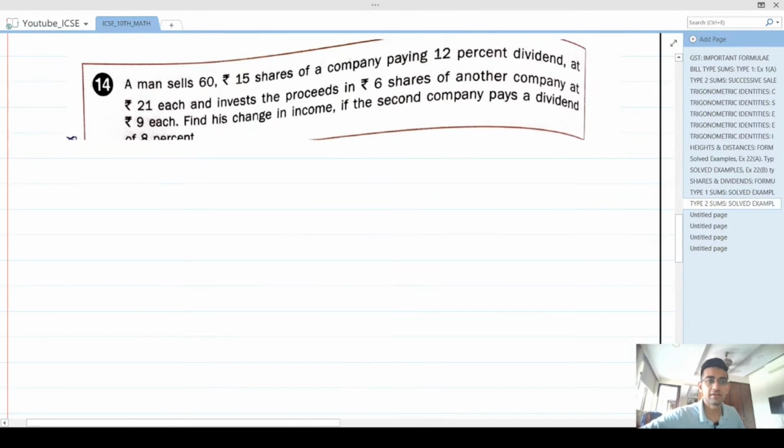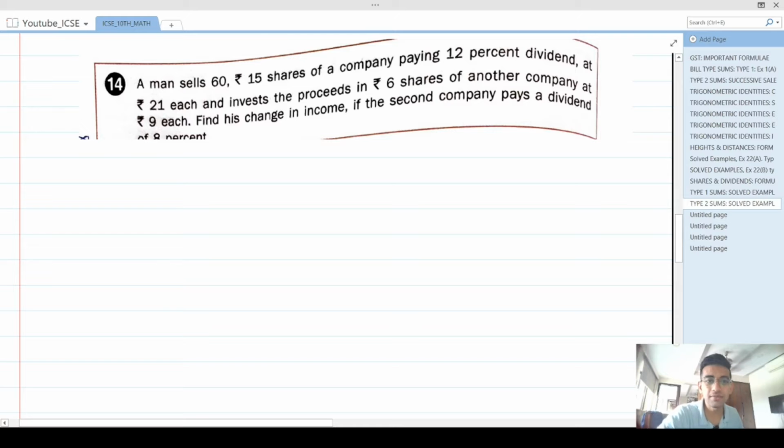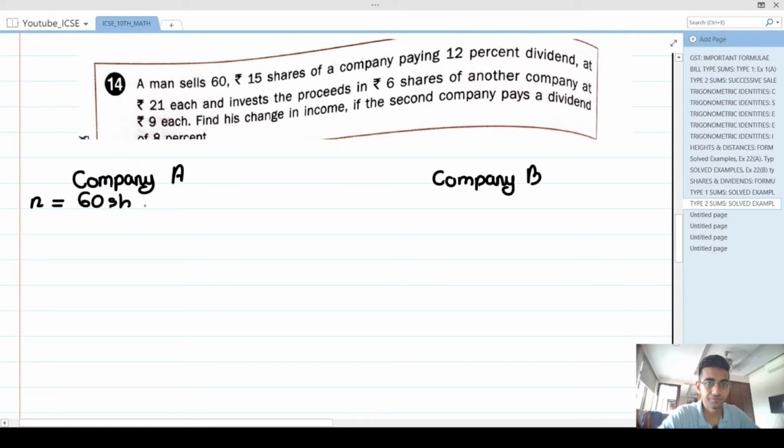Let's look at this one. A man sells 60 shares of rupees 15 of a company at 21 and then invests the proceeds. Again, we're dealing with two companies here, so always make company A and company B. Always make these two columns. Over here, N1 is 60 shares. The nominal value is rupees 15.